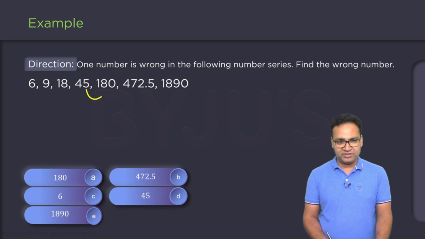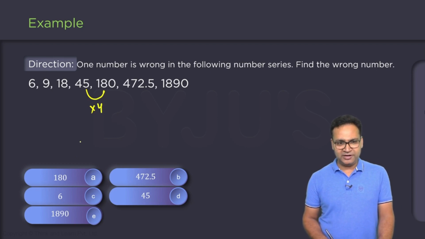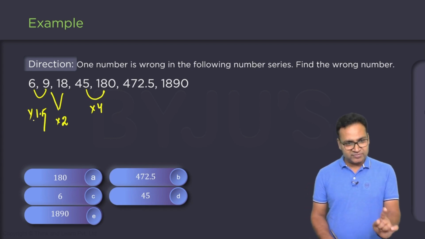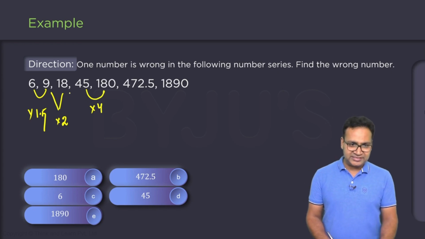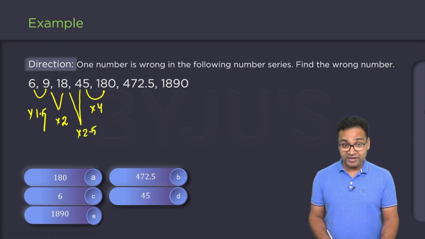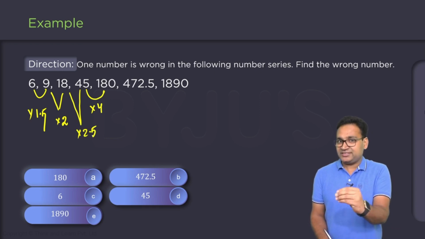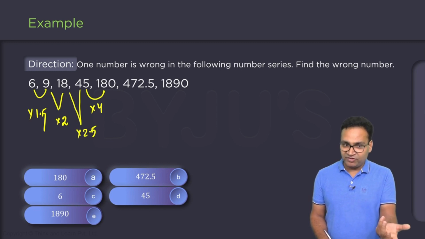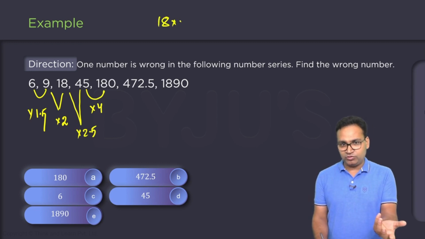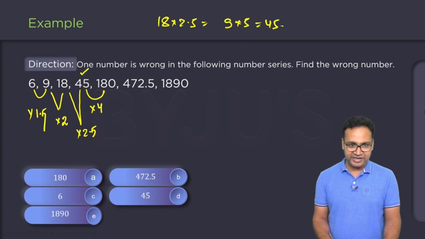So let me start from this big number, 45 into 4. Clear? This is into 4. This is into 1.5. This is 2. If this is 1.5, this is 2, chances are fair this has to be into 2.5. If you see the trend, 0.5, 0.5. I'm not saying this is a basic thumb rule, but chances are fair. Let me verify. 18 into 2.5 is as good as 9 into 5. So it is 45. Yes, it is maintaining the trend.